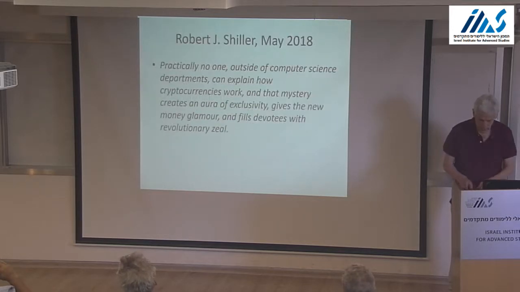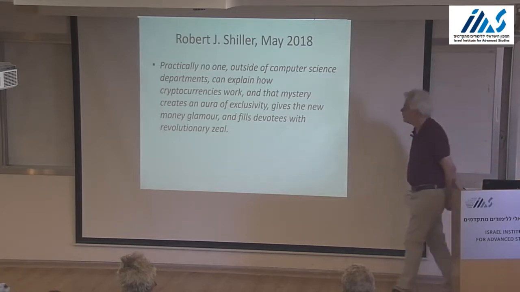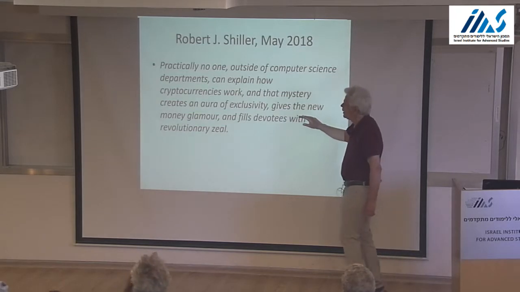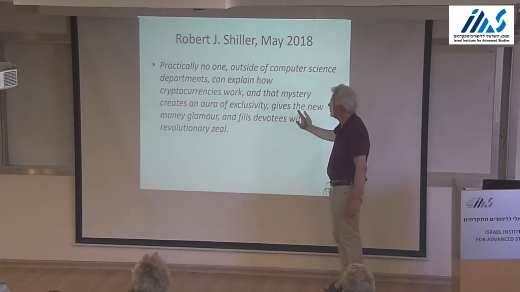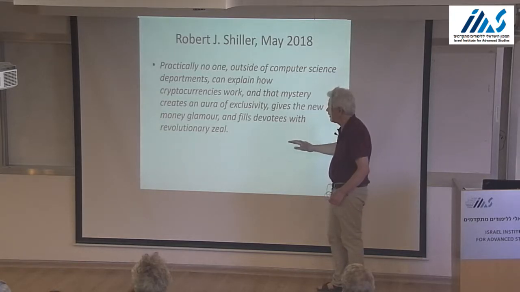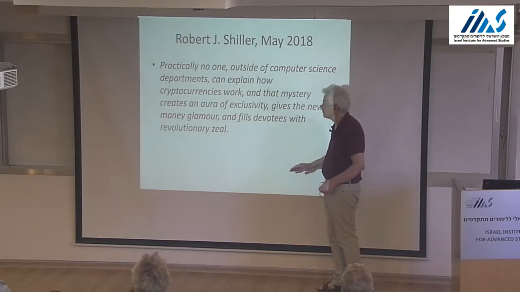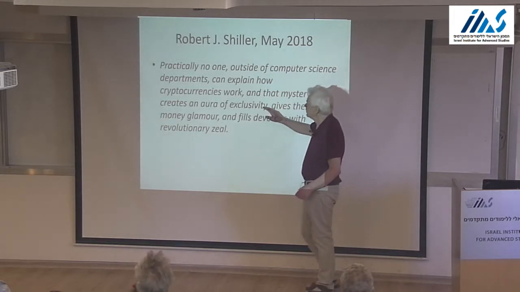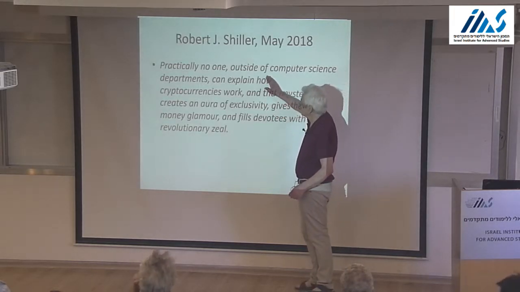So here's where we are. Here's Bob Shiller, May 2018: Practically no one outside of computer science departments can explain how cryptocurrencies work. And he immediately jumps to the psychology: that mystery creates an aura of exclusivity, gives the new money glamour, and fills devotees with revolutionary zeal. So I hope to liberate you from this constraint.